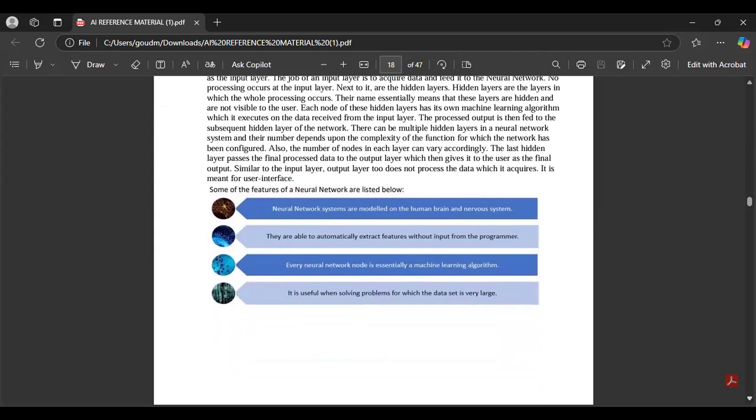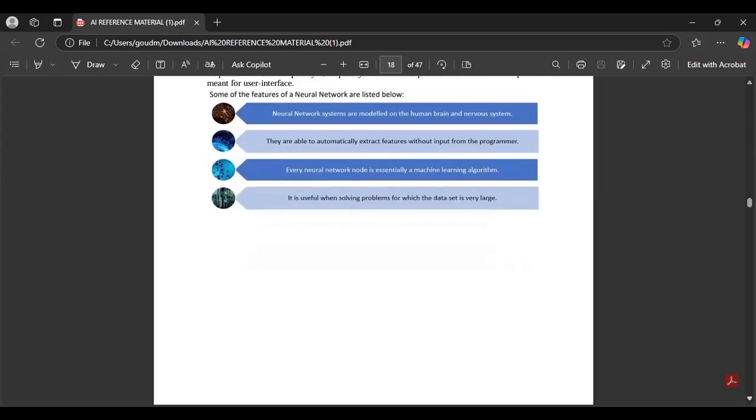Next is the features of neural networks. When they ask for the features or the advantages of neural networks, you have to write: neural network systems are modeled on the human brain and nervous system. They are able to automatically extract features without input from the programmer. Every neural network node is essentially a machine learning algorithm. It is useful when solving problems for which the data set is very large. With this, we will end with chapter 2, children.